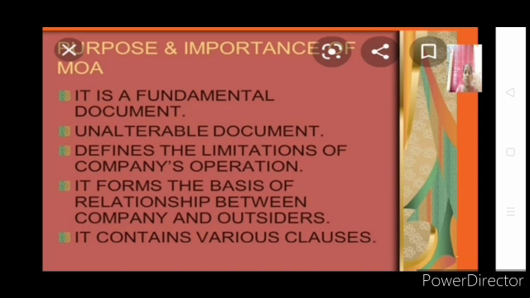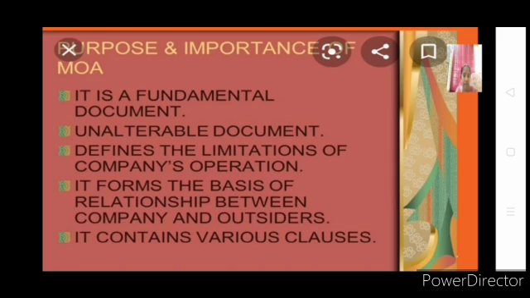Then you can see what is the purpose and importance of memorandum. First, it's a fundamental document, means it is a principal document, the most important document, and it is an unalterable document which cannot be altered. Only some amendments can be done, but totally it cannot be altered. Then it defines the limitation of the company's operation. That's what it defines, the scope.